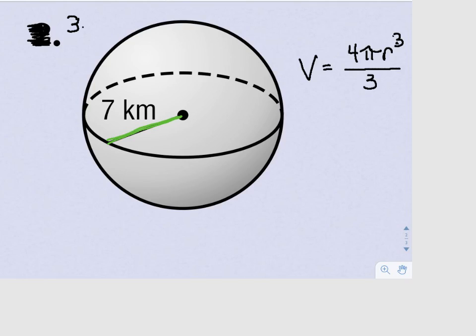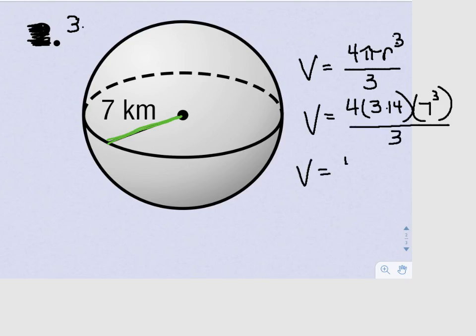So let's go ahead and substitute. Volume equals 4 times 3.14 times 7 cubed, and all that divided by 3. Remember, we have to follow order of operations. So let's multiply 4 times 3.14 times 7 cubed. 7 cubed is 7 times 7 times 7, which is 343, and all that divided by 3.